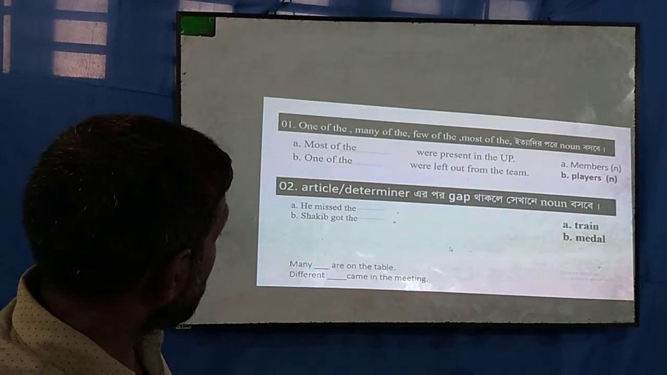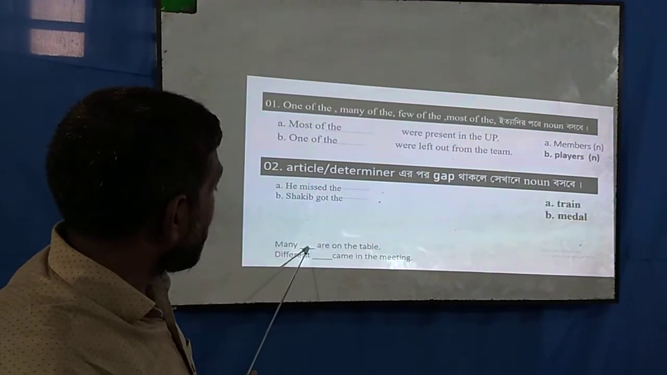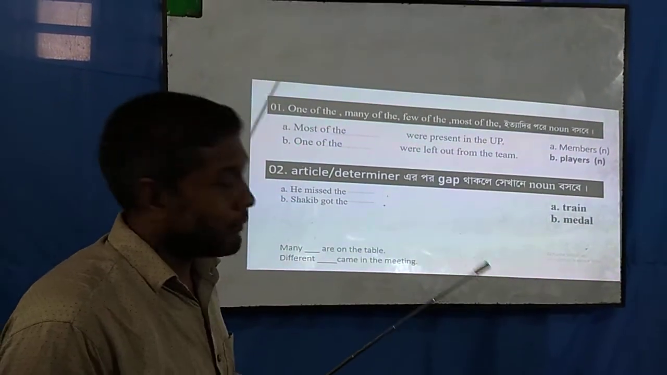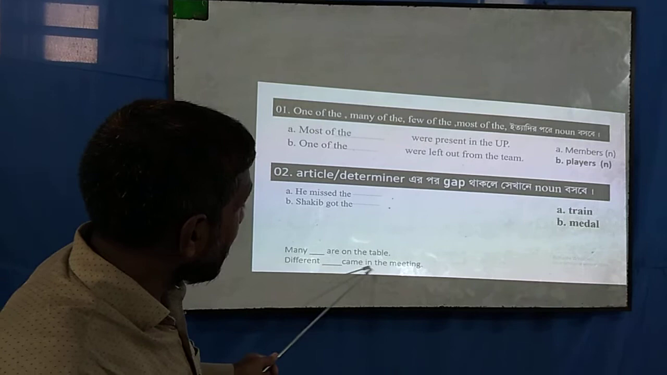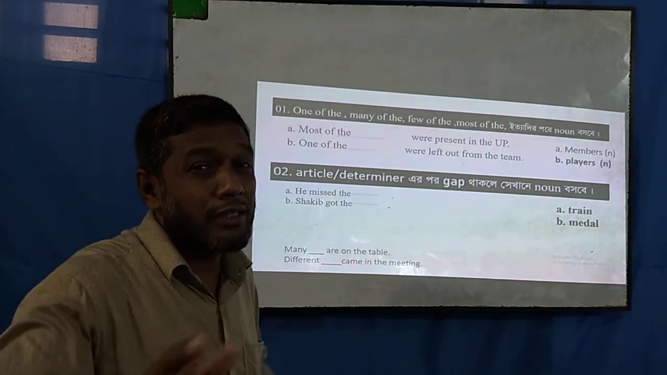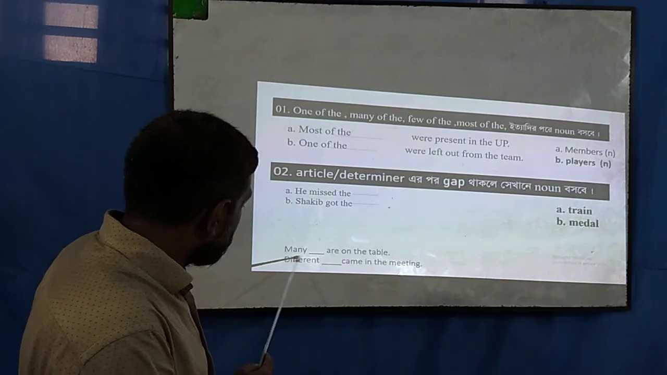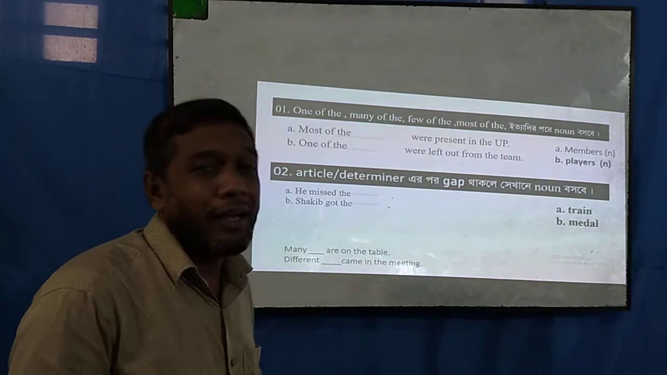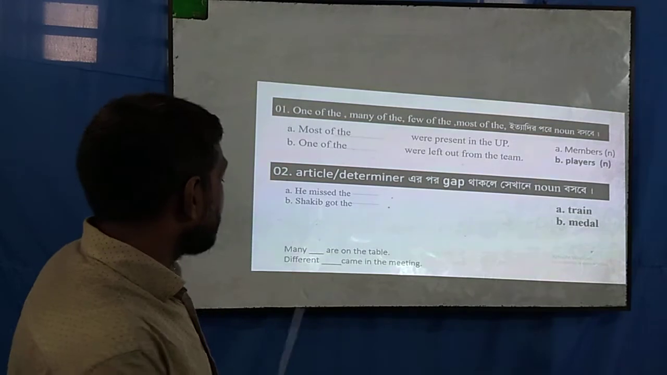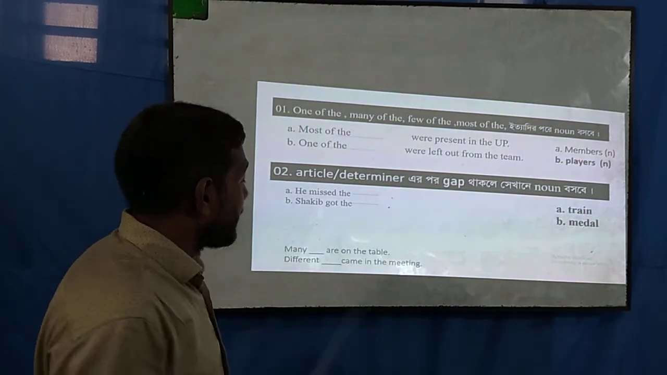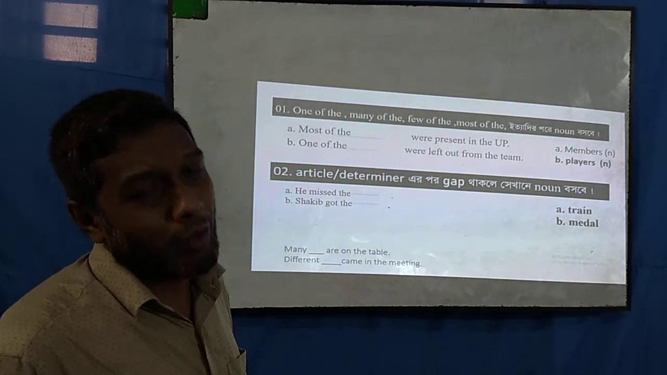So let us move again. Many dash are on the table and different dash came in the meeting. So dear students, again I have a technique. This is an adjective, this is another adjective. After the adjective a noun should be used, you know it. Again, many and different, after it the noun should be used in a plural form, you know.